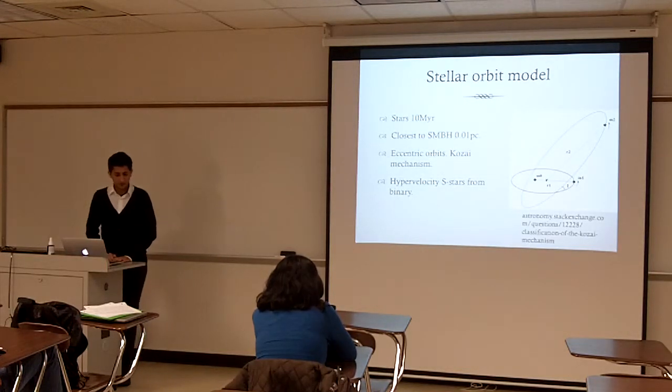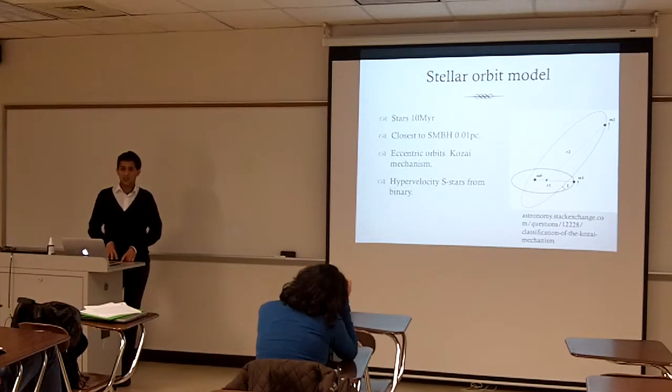So switching from the stellar clusters in the Milky Way to the stellar orbit models, what I've said before is from the other paper. So, a brief introduction about the other paper. They measure the three stars, the closest three stars to Sagittarius A.